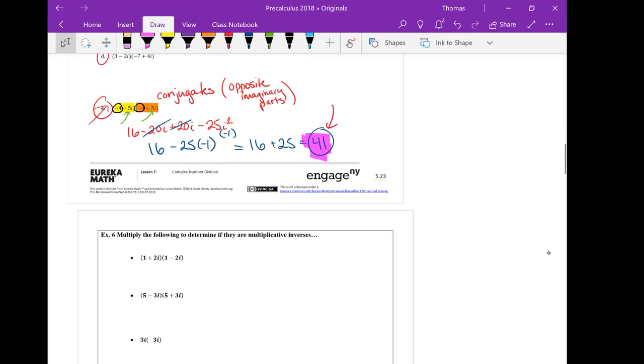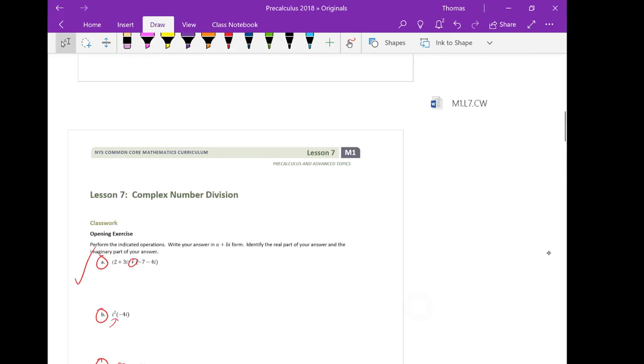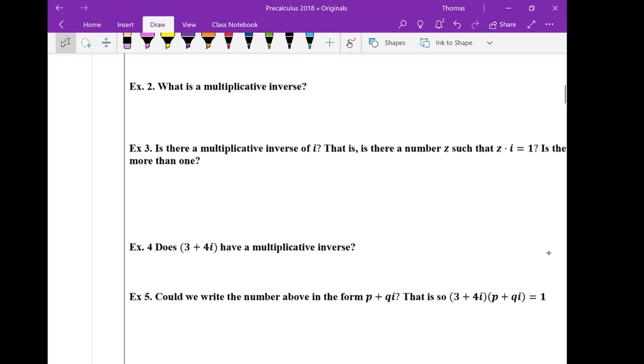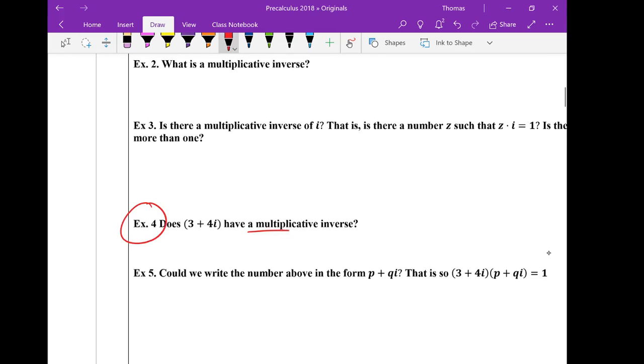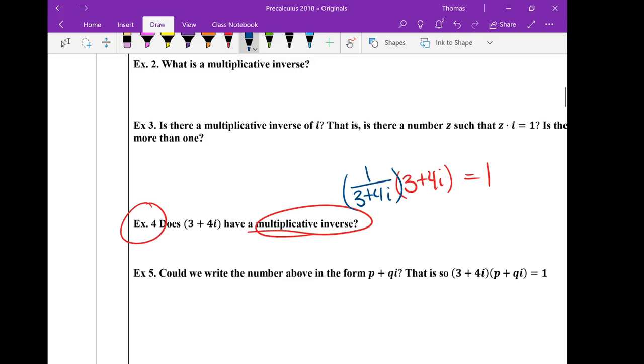So let's see this pattern start to extend. Our goal is to find a multiplicative inverse. On your note sheet for today, let's just focus on example 4. A multiplicative inverse is something that when we multiply it by a number, it gives us 1 in the end. So we're saying, is there a number that we could multiply by 3 plus 4i that would just give us 1? In class, as we stepped through this, we basically found, well, if we just flip the number over, basically turn it into a divide by that number, 1 over 3 plus 4i, those should cancel and equal 1.